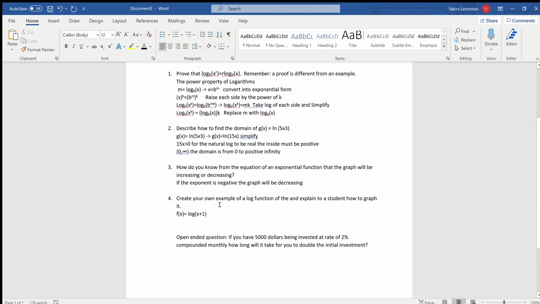My open-ended question that I would have asked on the quiz or the test is, if you have $5,000 being invested at a rate of 2% compounded monthly, how long will it take for you to double the initial investment?